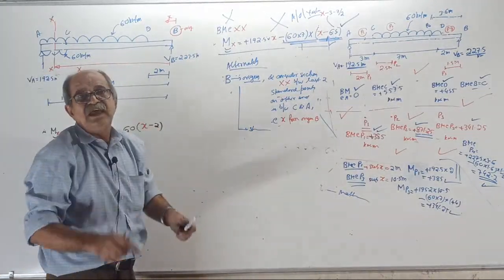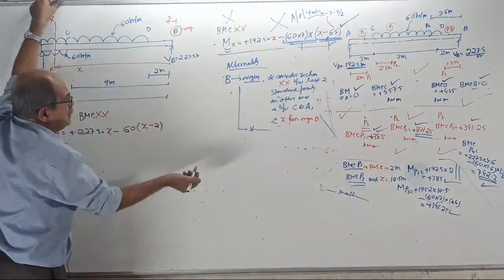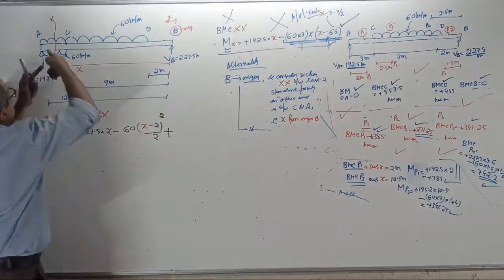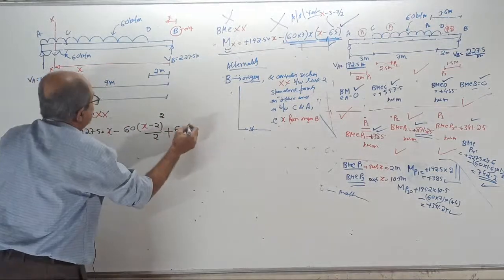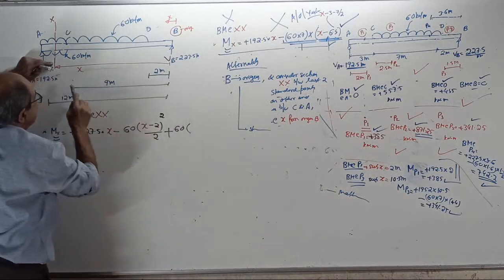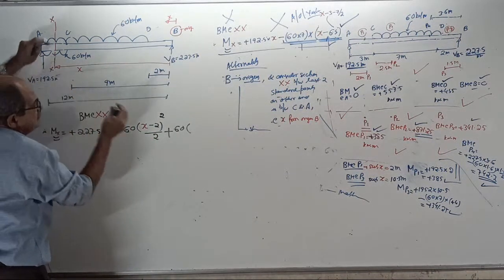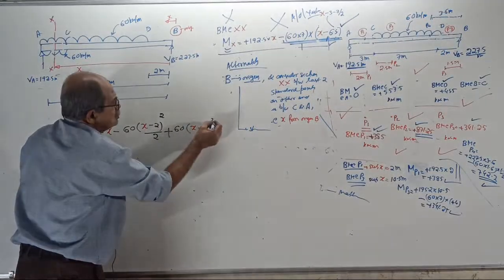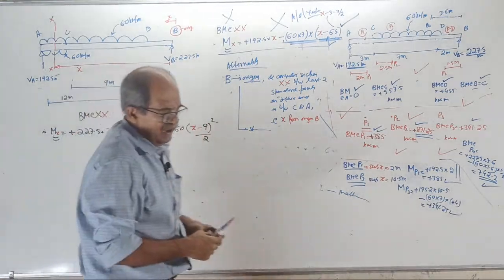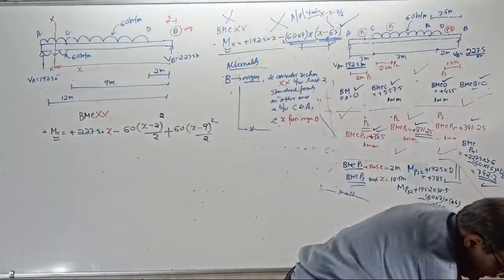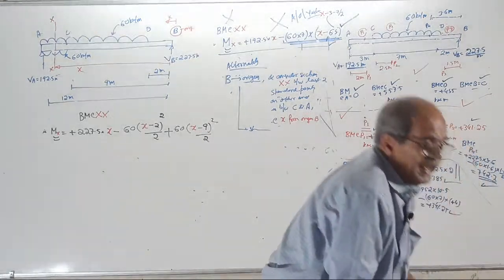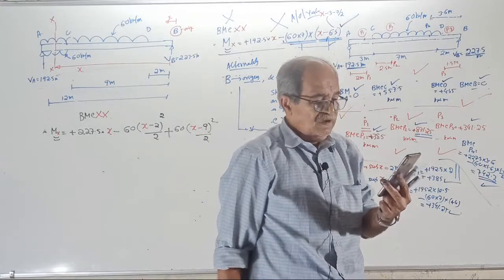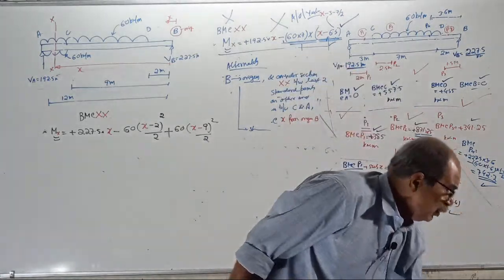You should write a separate sketch: into X minus 2 by 2, I will put square by 2. Then plus 60 into, this is X, this is 9, this extra length is X minus 9, X minus 9 whole square by 2. Fully clear? If it is fully clear, write step by step and get this equation.